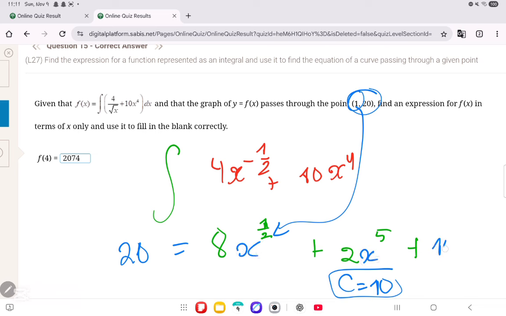Now, if this is the scenario, right? If my value of c is 10, then what will be the value of f(4)? That means I need to substitute 4 over here.